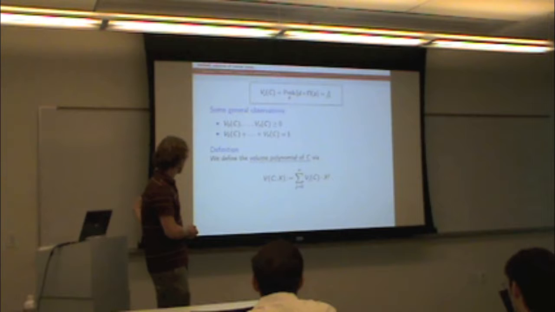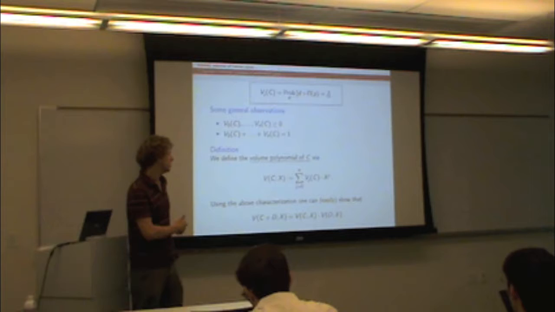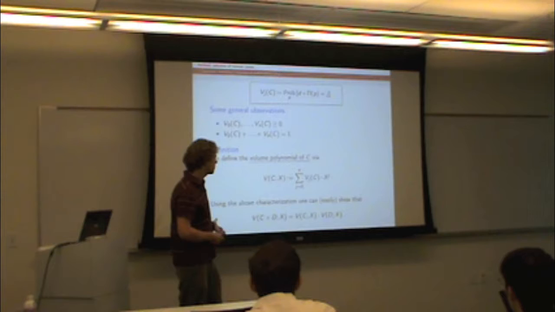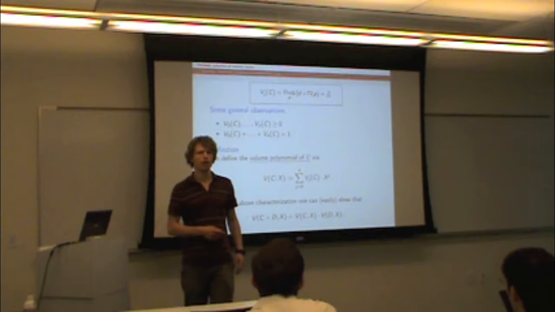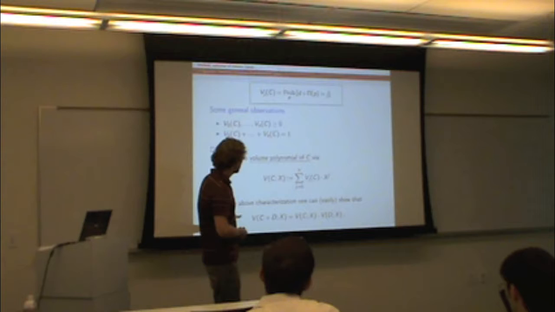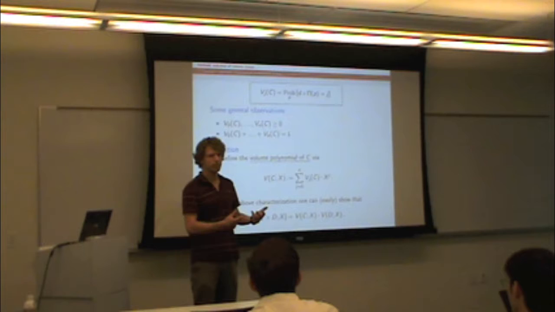If you take a direct product of two cones, say C and D, and then we ask about the volume polynomial of the direct product, then it turns out that the volume polynomial is in fact just the product of the two volume polynomials. So what does it mean for the intrinsic volumes? This means that the intrinsic volume of the direct product arises as the convolution of the intrinsic volumes of the two parts. Right?